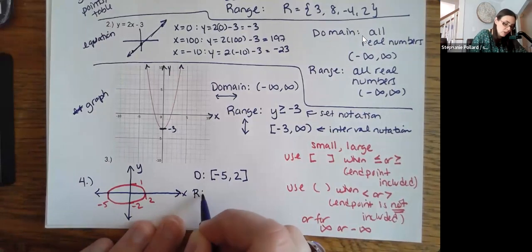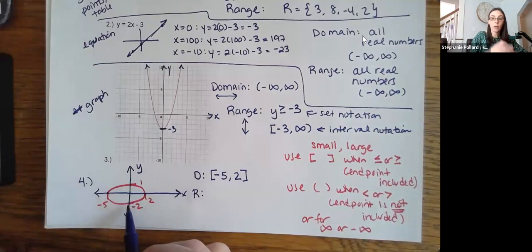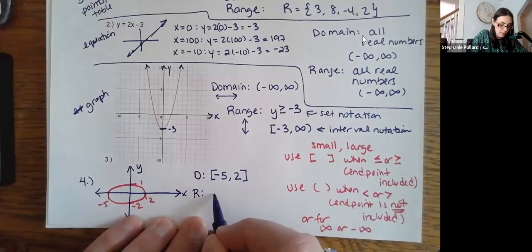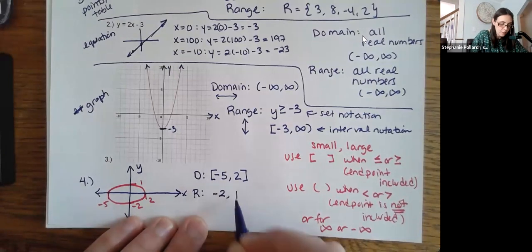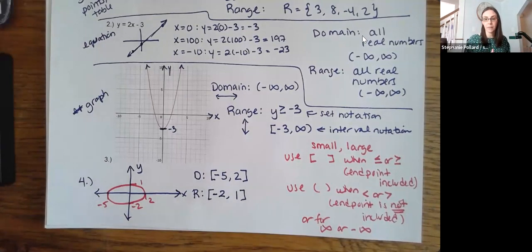For my range, again, you're just thinking in an up and down direction, right? So it goes up to 1, it goes down to -2. It never goes beyond those values. So again, go from smaller number to bigger number. -2 is smaller than 1. And then again, it touches those values. So I would use brackets there.